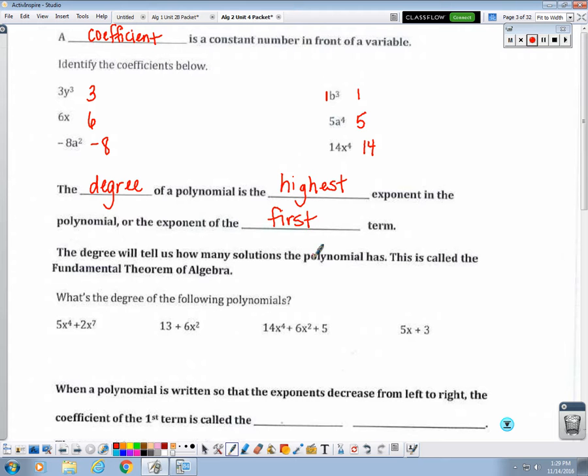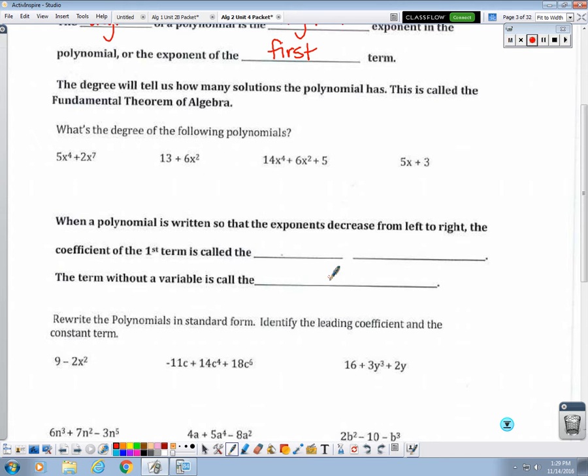Okay, the degree will also tell us how many solutions the polynomial has. This is called the fundamental theorem of algebra. What is the degree of the following polynomials? Okay, well first we write it in standard form, which we already did for these. 2x to the 7th plus 5x to the 4th. So what is the degree of this one?